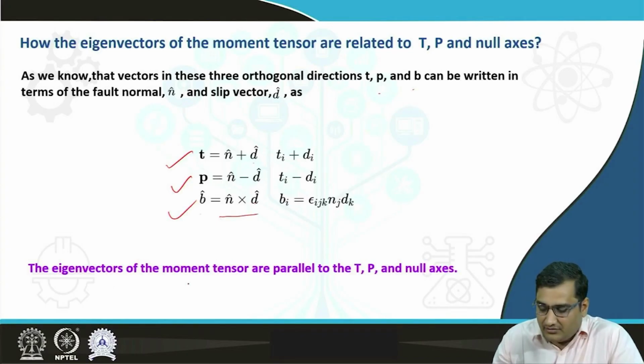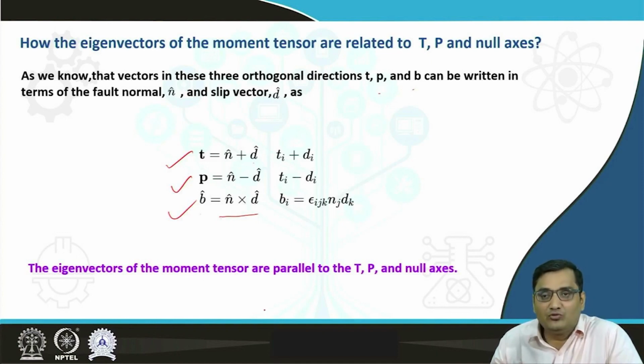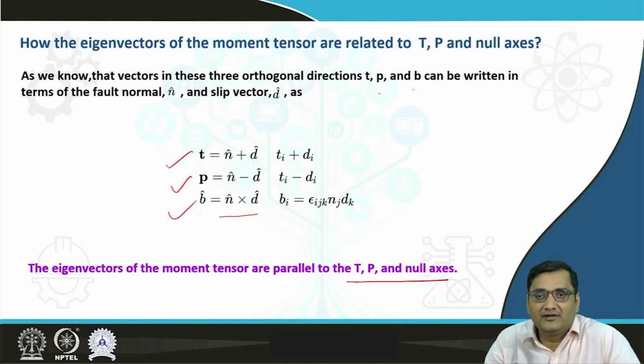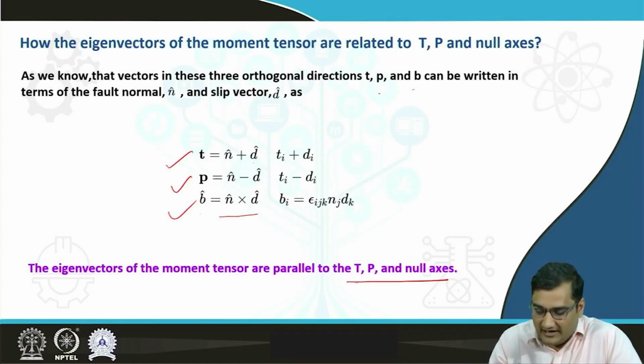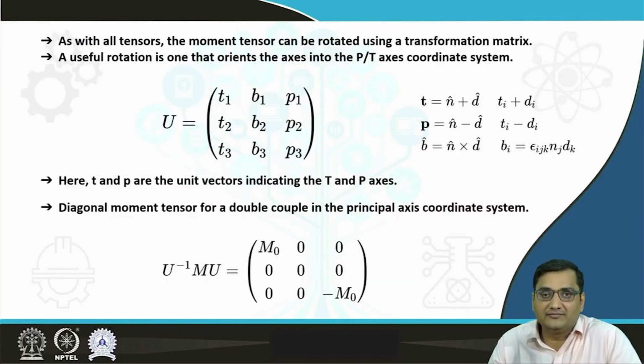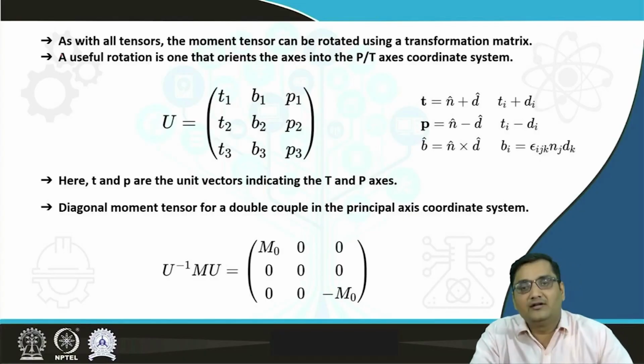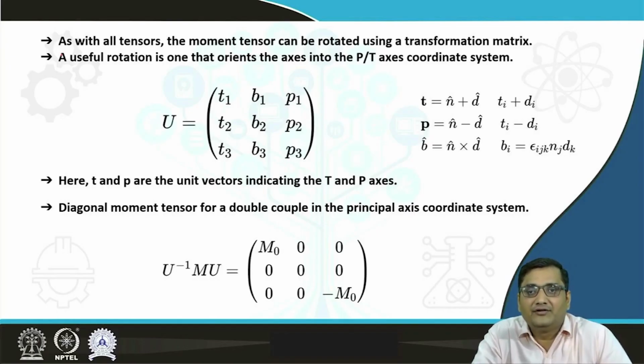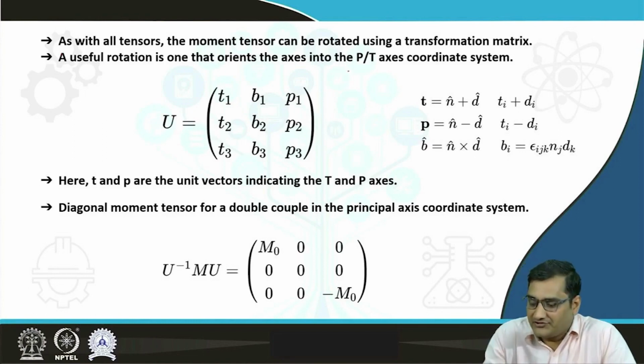The eigenvectors of the moment tensors are parallel to the T, P and the null axis. So basically you are going to find out the principal axes of the moment tensor, and those will be representing the eigenvectors of the moment tensor, and those will be parallel to the T, P and the null axis. As with all tensors, the moment tensors also can be rotated using a transformation matrix, and the useful notation is the one where we orient the axes into the pressure and the tension axes of a coordinate system.